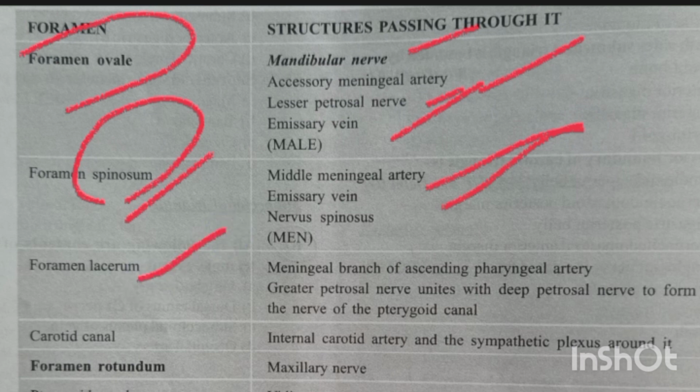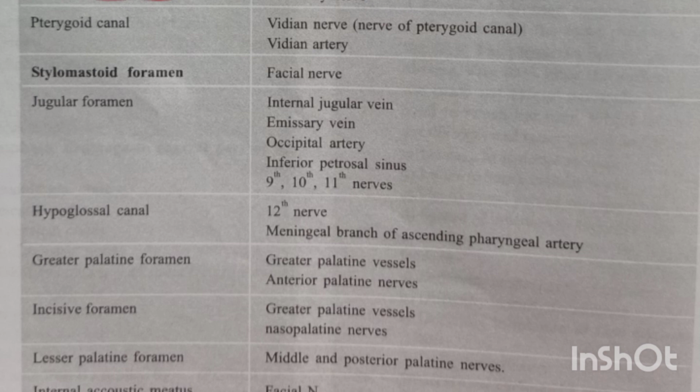Next, from foramen lacerum, meningeal branch of ascending pharyngeal artery, greater petrosal nerve unites with deep petrosal nerve to form the nerve of the pterygoid canal. Next, carotid canal. Through the carotid canal, internal carotid artery and the sympathetic plexus around it. Through foramen rotundum, maxillary nerve. Through pterygoid canal, median nerve and median artery.